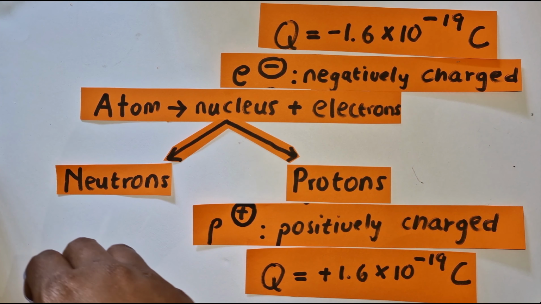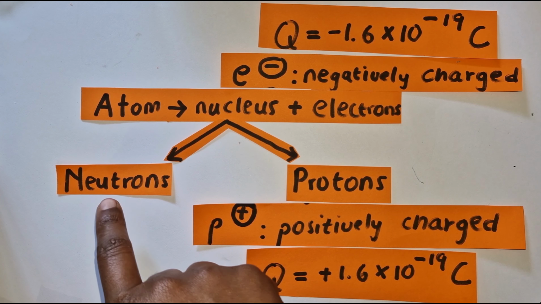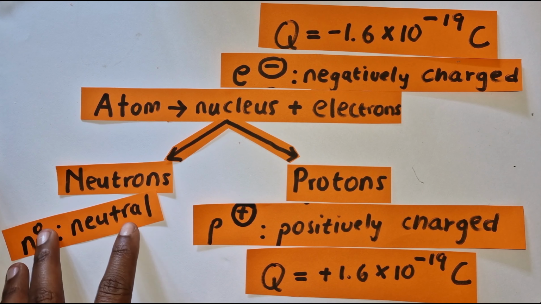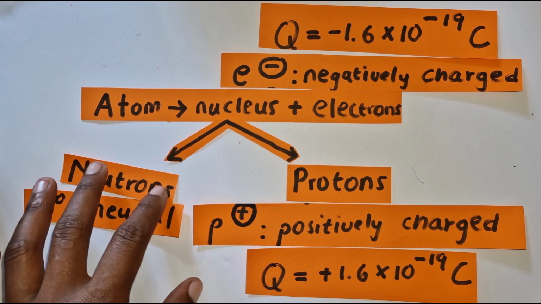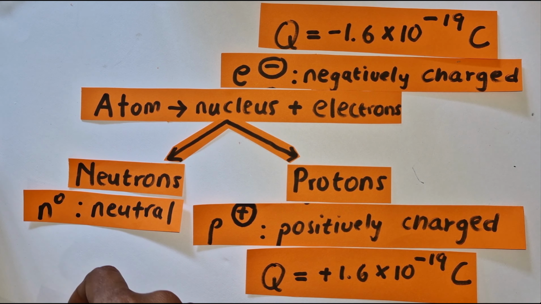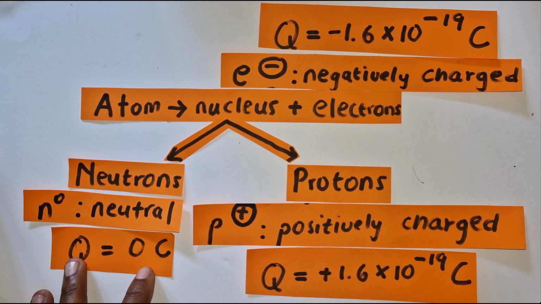And the last thing I talked about was the neutrons. The neutrons are neutral. This tells us that they actually don't carry any charge, hence they have a charge of 0 coulombs.